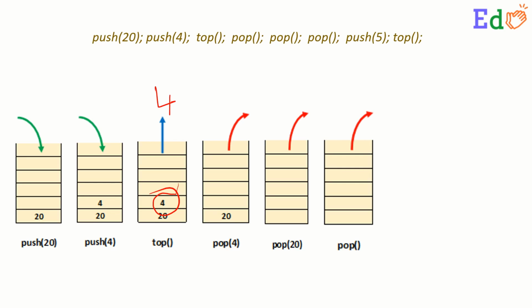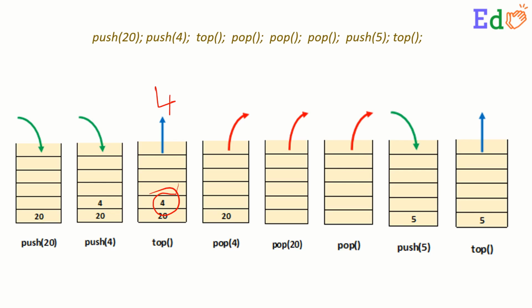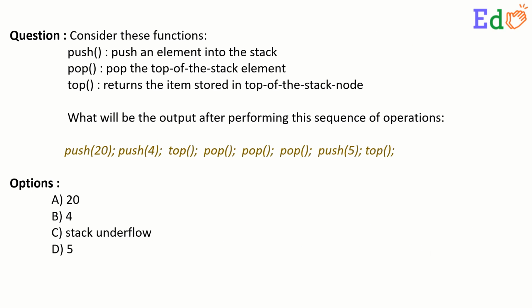And then afterwards push is executed, which means that 5 again goes in the bottom of the stack, and once the final top is executed, 5 is returned. But remember that 5 is still there in the stack. So the correct answer is this.